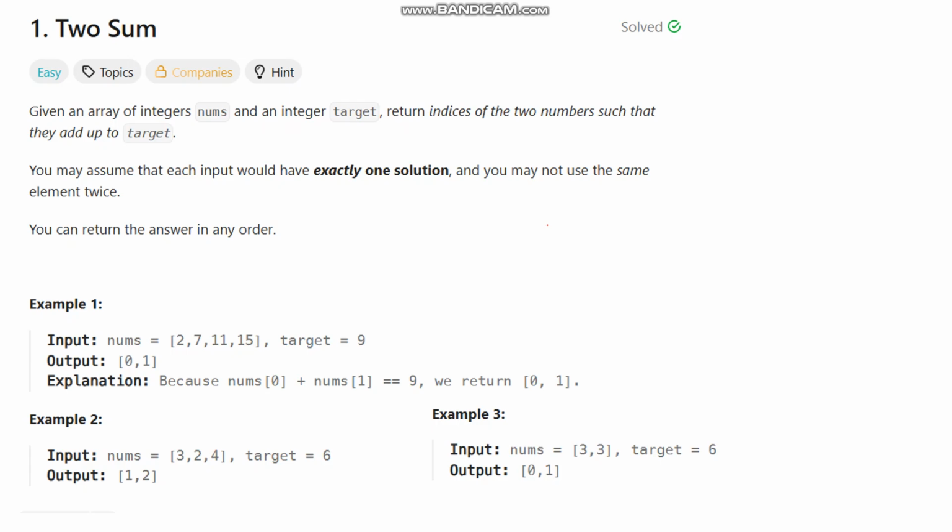Input nums equals 2, 7, 11, 15. The indexes are 0, 1, 2, and 3. They give the target value as 9. First of all, 2 plus 7, what is the value? 9. Yes, 9 equals 9, the condition has been satisfied. Whenever the condition is satisfied, return the indexes, which are 0 and 1. The answer is 0, 1, because nums[0] plus nums[1] is equal to the target value.